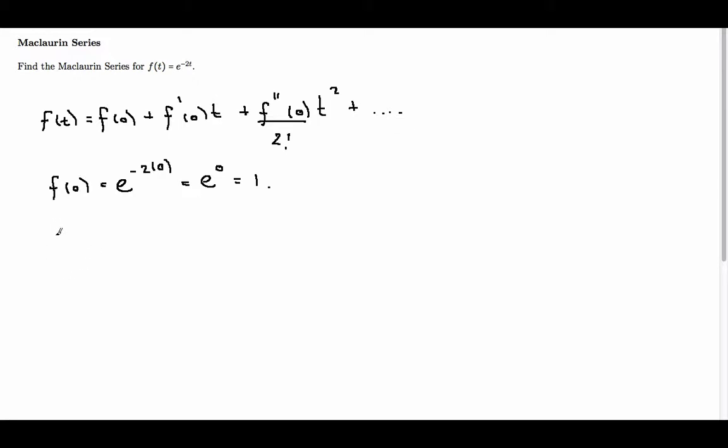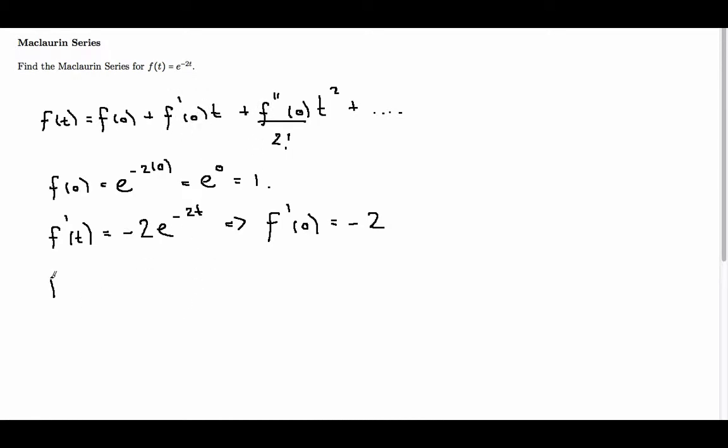We now need to find the derivative, so we need to find f prime of t. To differentiate this, we just get minus 2 e to the minus 2t. We now need to evaluate this at 0, so f prime of 0 is just going to give us minus 2. So this next term is minus 2.